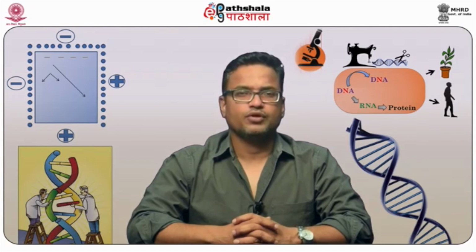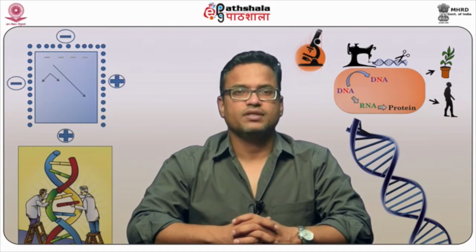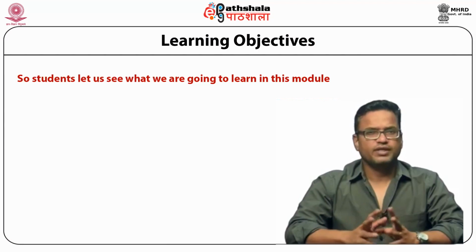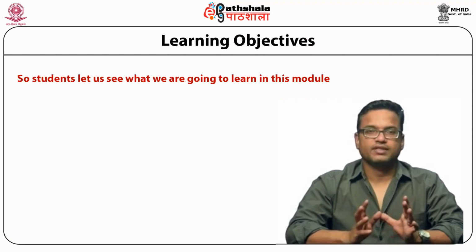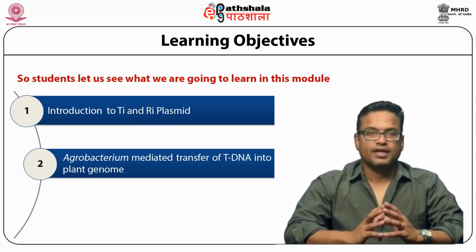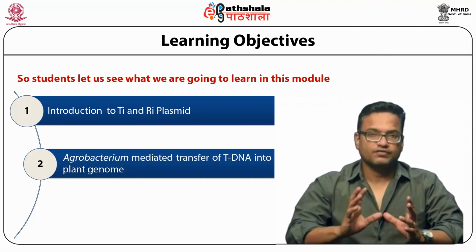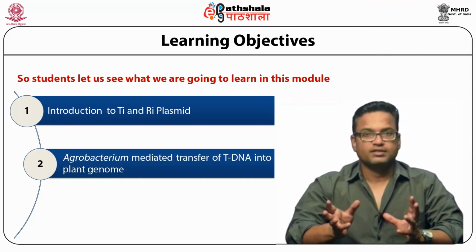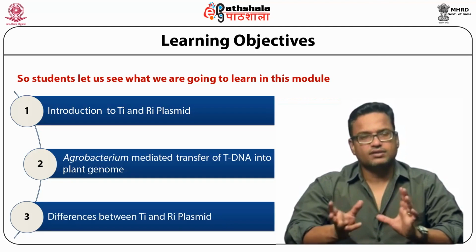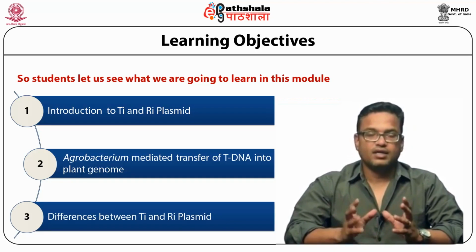Today we are going to talk on a module, Plant Transformation Vectors, Ti, Ri Plasmid, under the paper Genetic Engineering and Recombinant DNA Technology, Part 1. After completing this module, you should be able to understand what Ti and Ri plasmids are, how agrobacterium mediated transfer of tDNA into the plant's genome happens, and what the differences and similarities between Ti and Ri plasmids are.